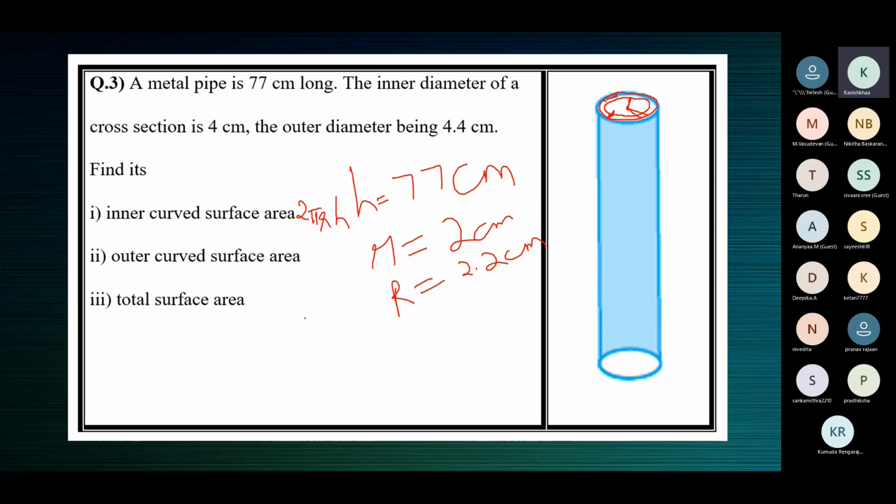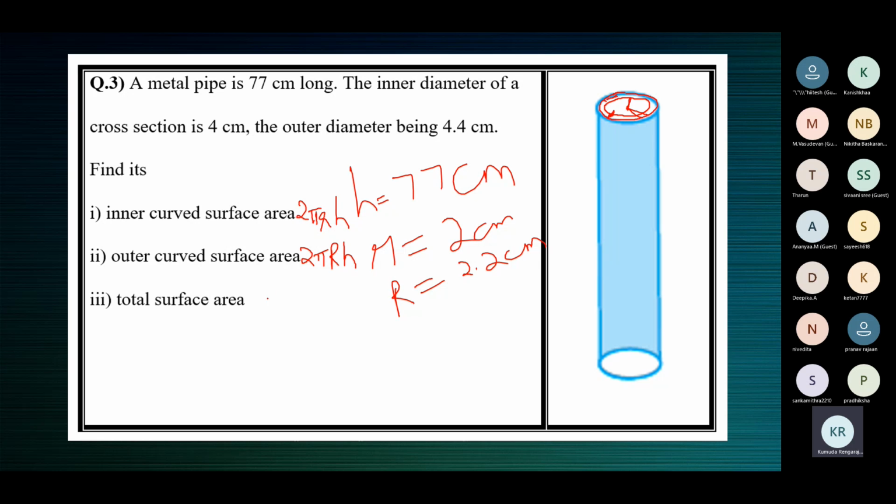2 pi capital R h, ma'am. 2 pi capital R h. Height is the same. Only the radius changes. We have 2 different radii here: inner radius and outer radius. The height is the same for both inner and outer, which is 77 centimeters.